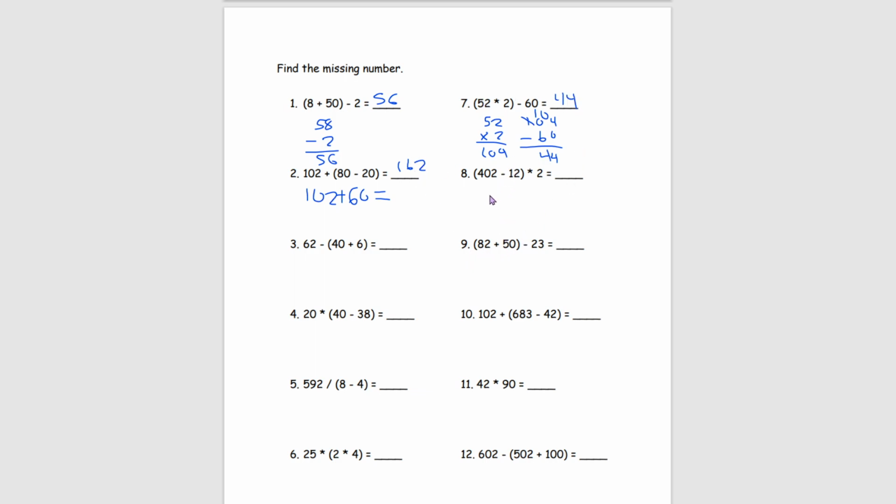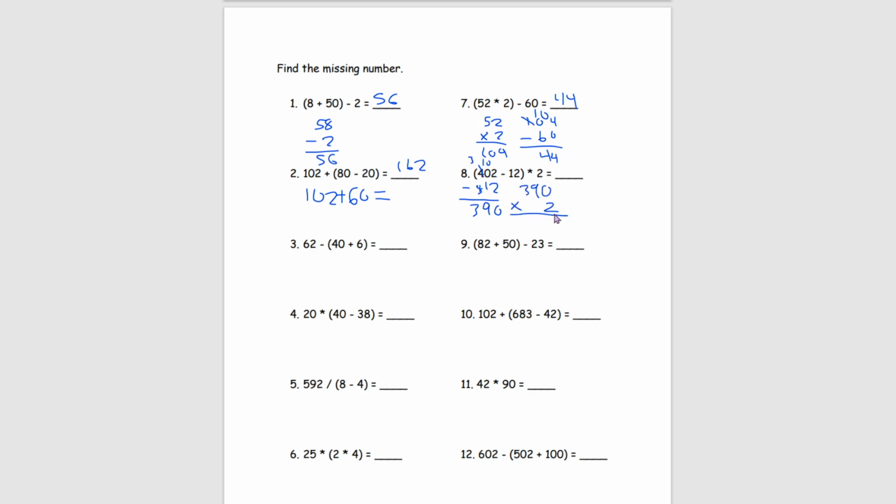And for our last example, we have 402 minus 12 times 2. All we have to do is do 402 minus 12 first. So we have 2 minus 2 gets us 0. 0 minus 1 is impossible, so we borrow 1 from this. This becomes a 3, this becomes a 10. 10 minus 1 equals 9, and 3 stays 3. And so, to finish it off, we have to do 390 times 2.